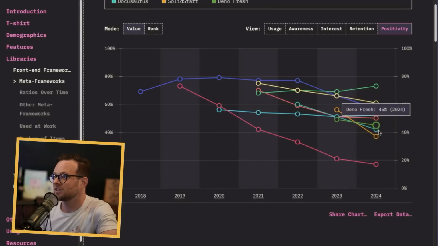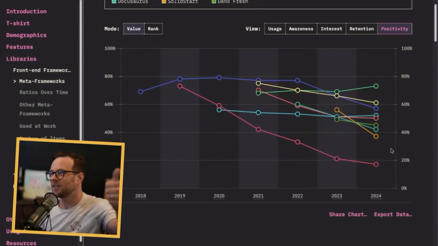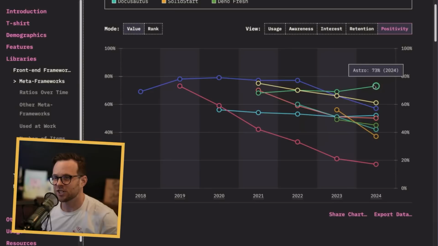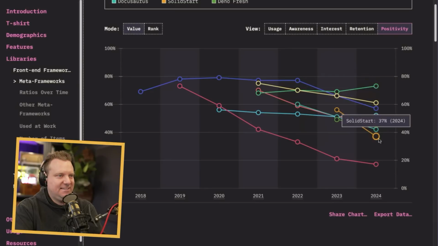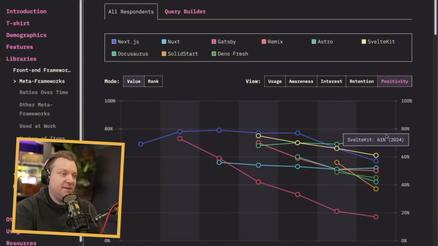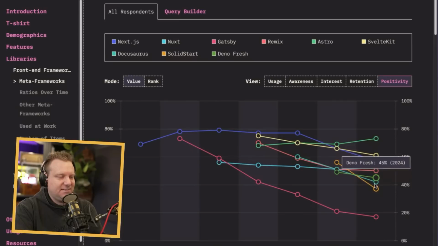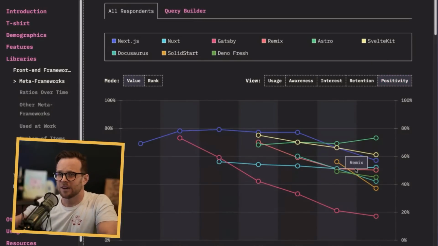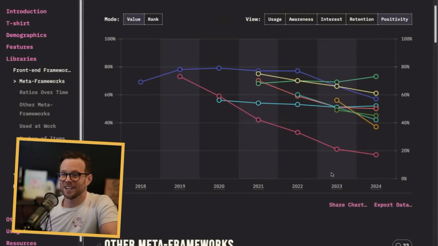Gatsby continuing to go down. What has increased in positivity? Astro. Increased in usage and in positivity is always such a great sign. Everything else went down. That's such a good sign, in terms of more people are using it and more people like it. That says a lot. Yeah, that's true. But what is it a sign of? Literally everything else went down in positivity. Do you think that's just the industry in general is a little bit overwhelmed or burnt out, or maybe Astro's eating them? I honestly don't know.